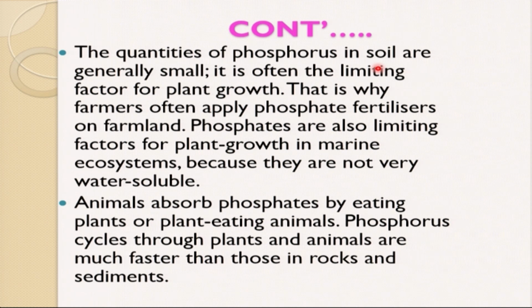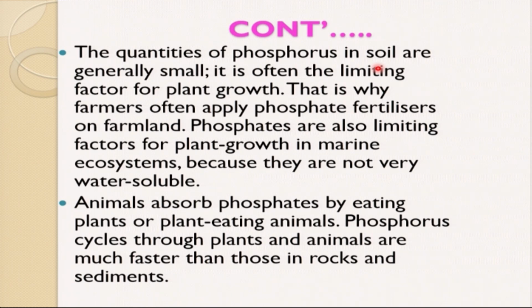It is often the limiting factor of plant growth, because as I mentioned, phosphorus is among the fertilizers that make the plant grow. If there is an absence of phosphorus in the soil, it can act as a limiting factor for plants to grow. That's why farmers often apply phosphate fertilizers on farmland, and phosphates are also a limiting factor for plant growth in marine ecosystems because they are not very water soluble. So simply, it is found in small amounts and is needed by plants to grow.